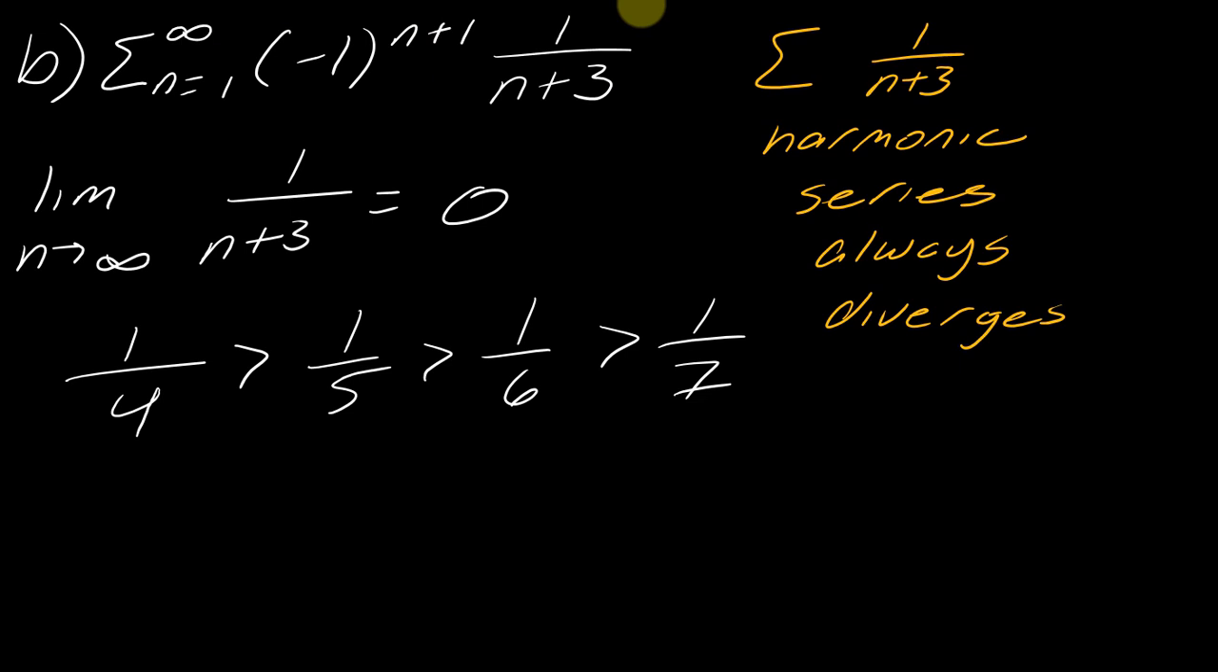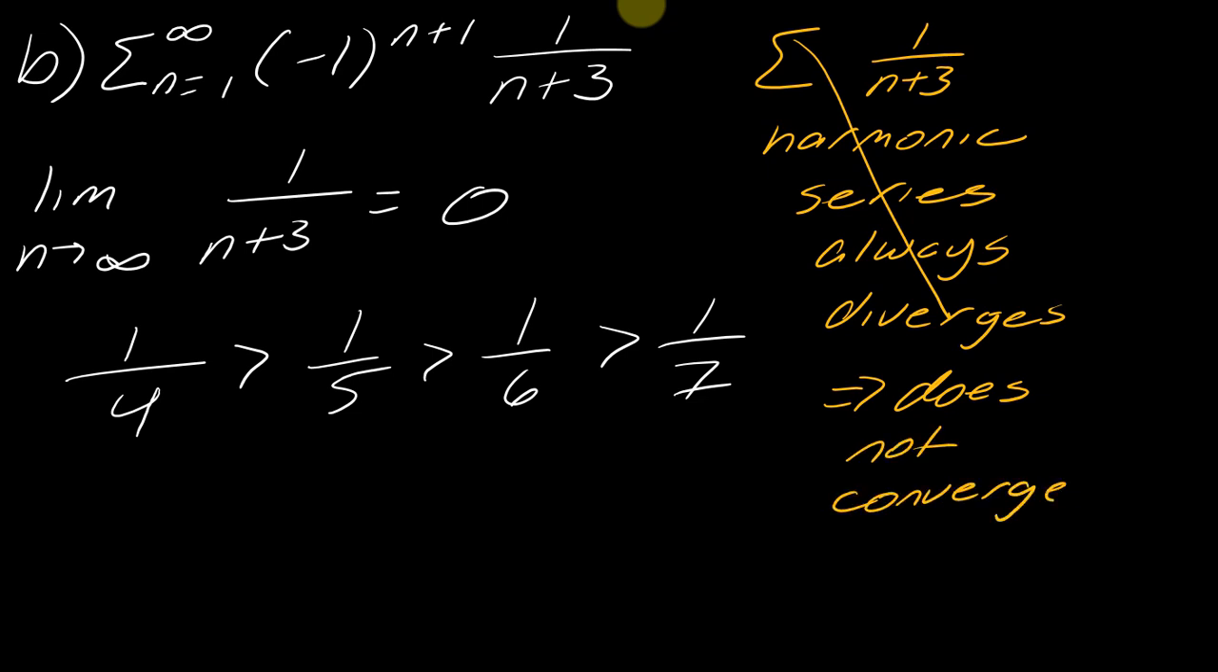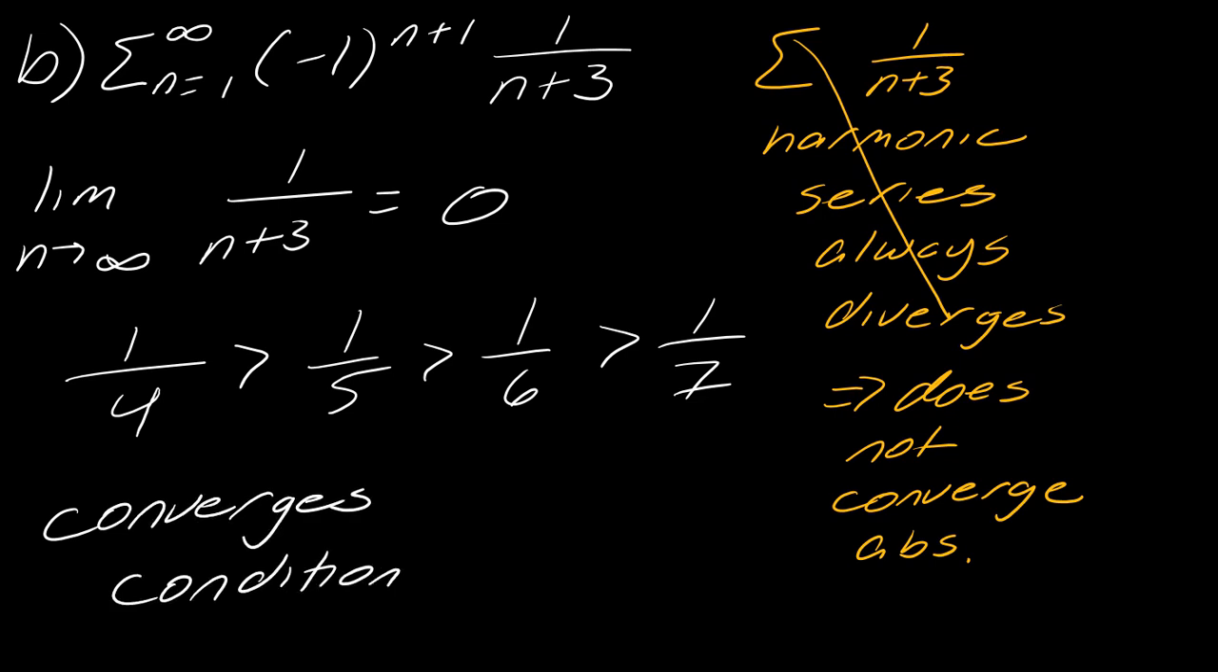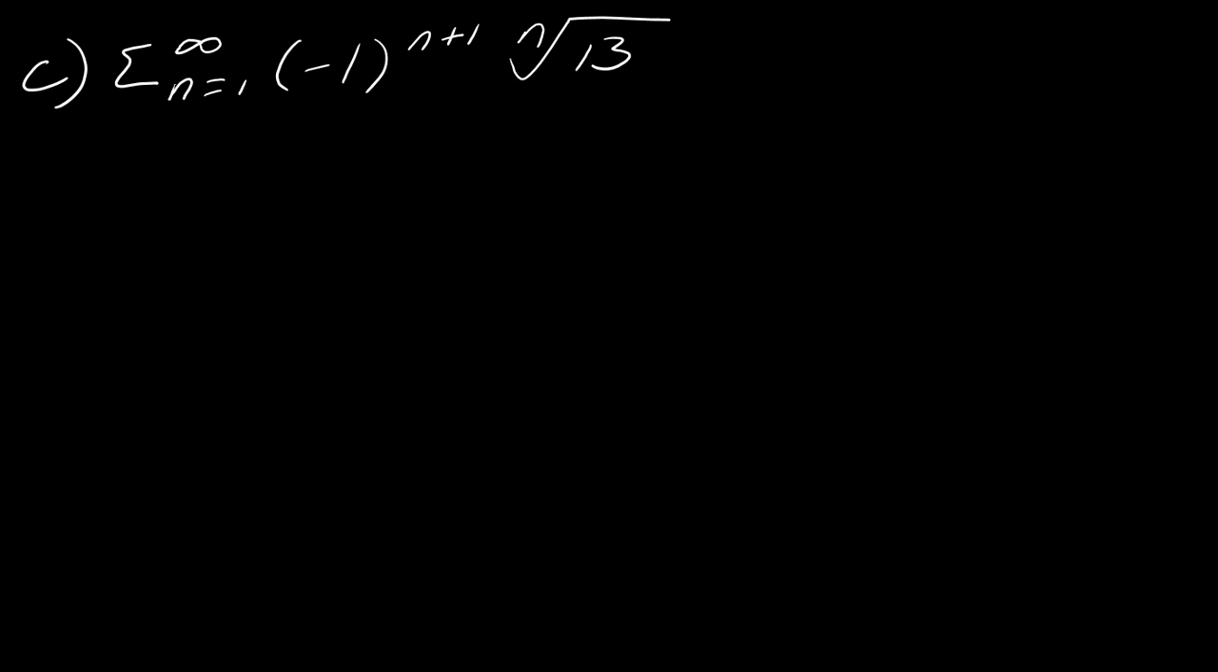So this means it does not converge, I'll just write ABS, absolutely. So if it doesn't converge absolutely, then we say the series converges conditionally. So that's the difference between the two. If you know that it converges by the alternating series test, you're going to want to think through, does it also converge absolutely if you take the absolute value of it? Okay, so moving on to our next one.